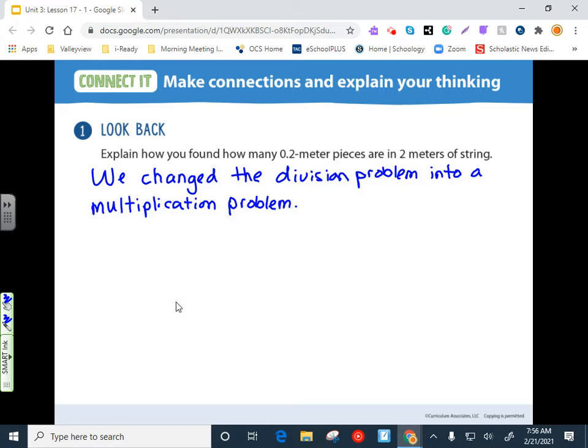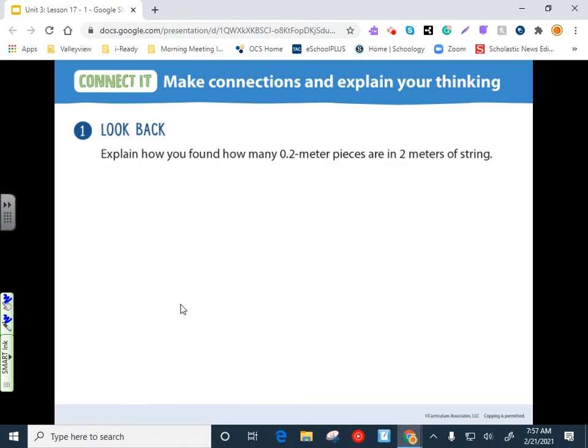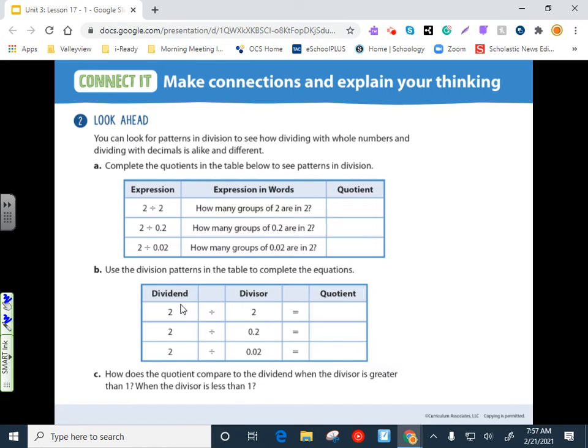And let's look down below. Again, not a lot of notes for this first session. You can look for patterns in division to see how dividing with whole numbers and dividing with decimals is alike and different. Complete the quotients. Again, really focusing on the vocabulary here for these words.